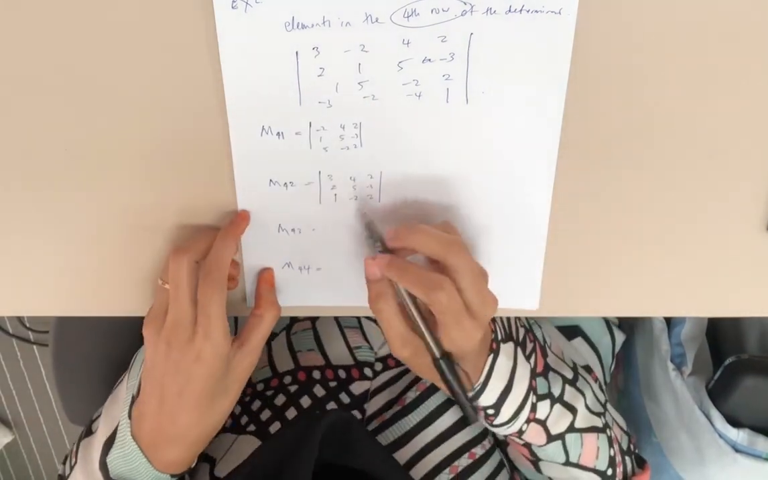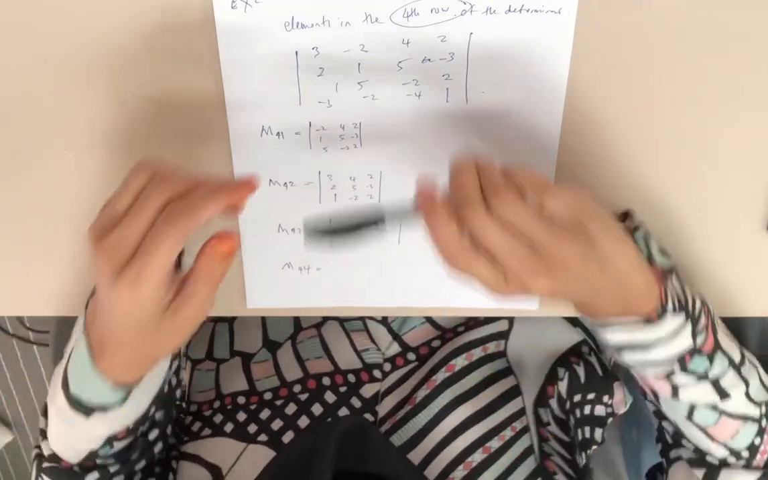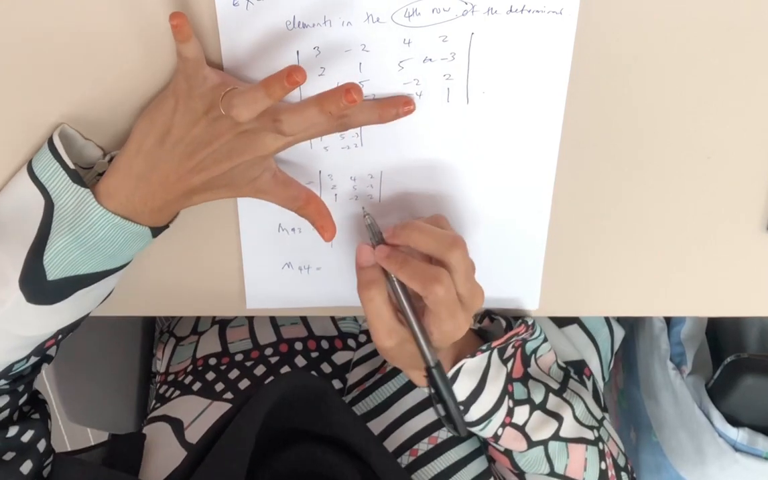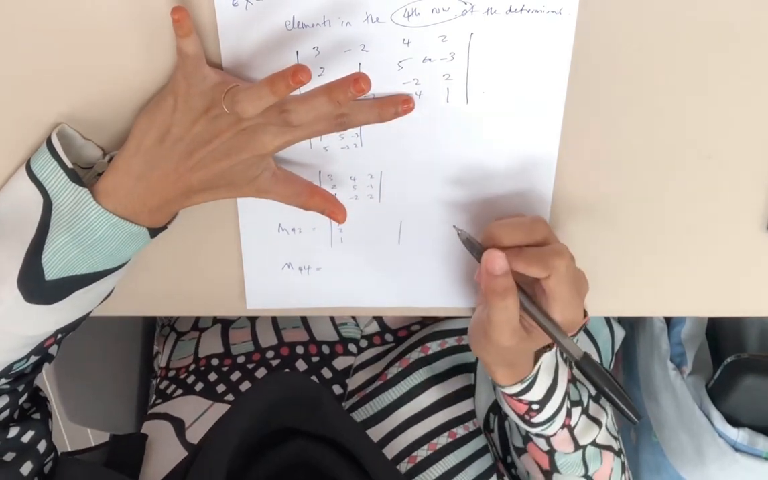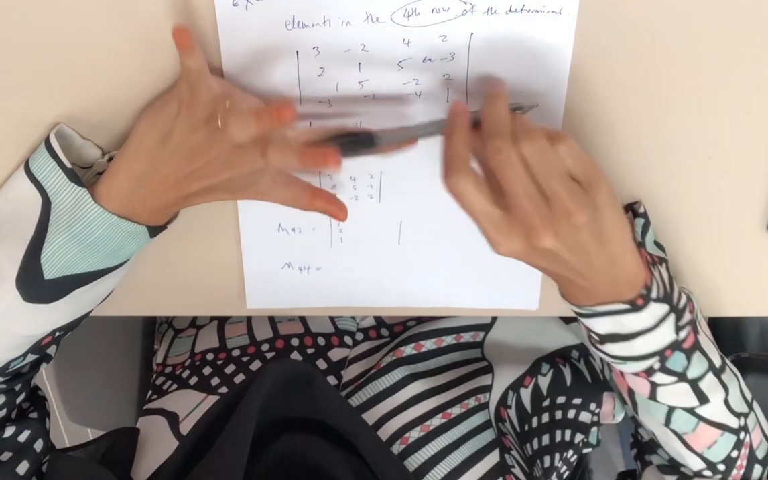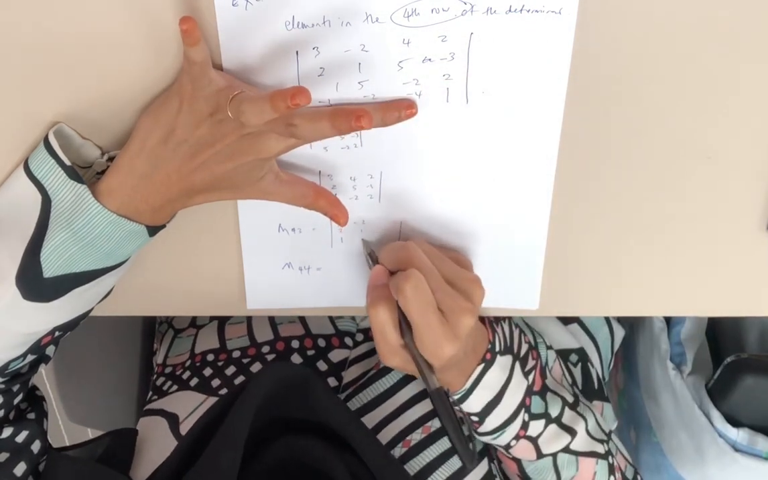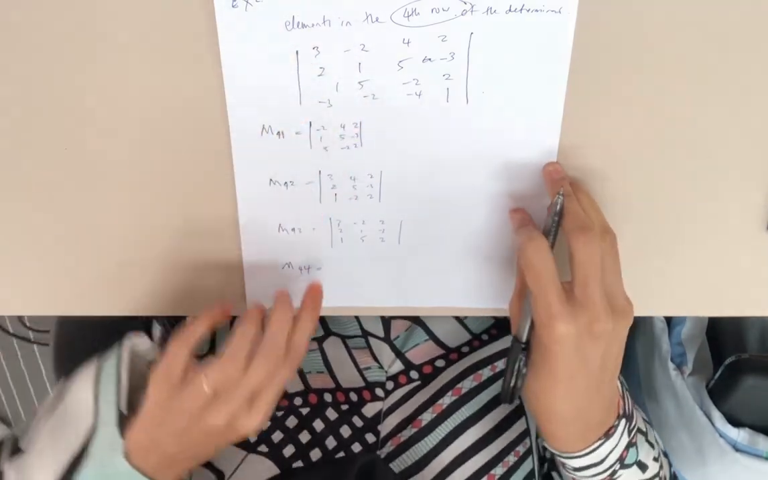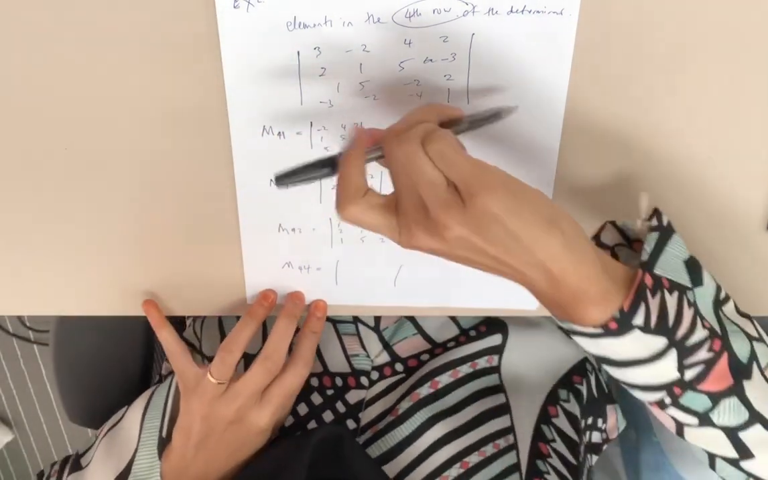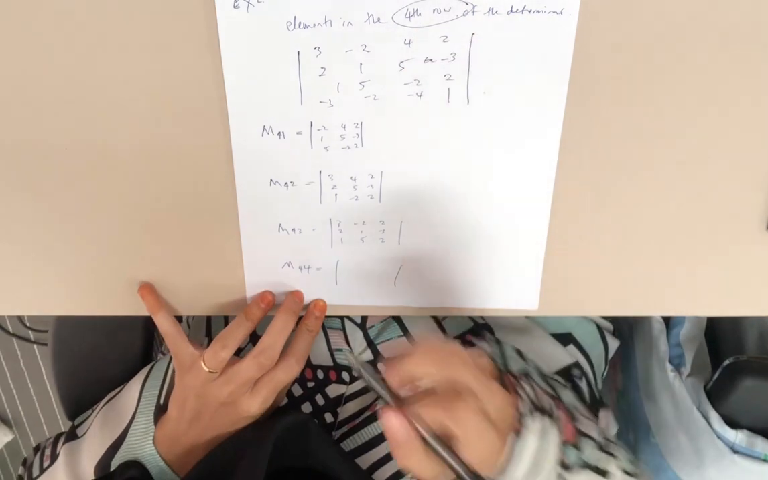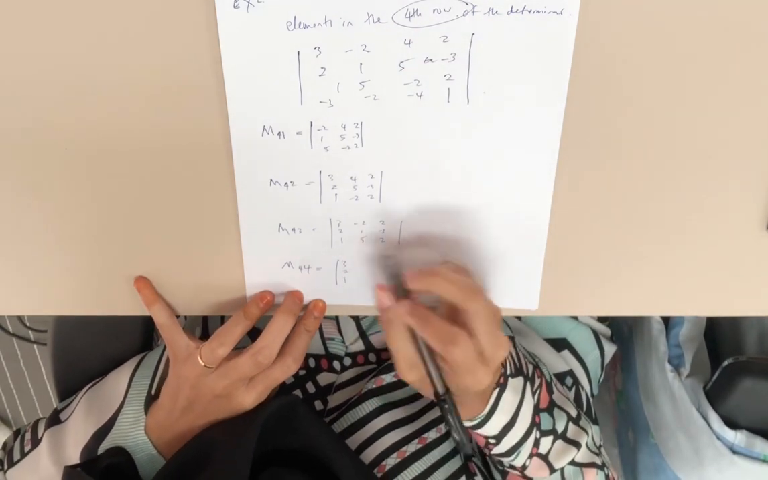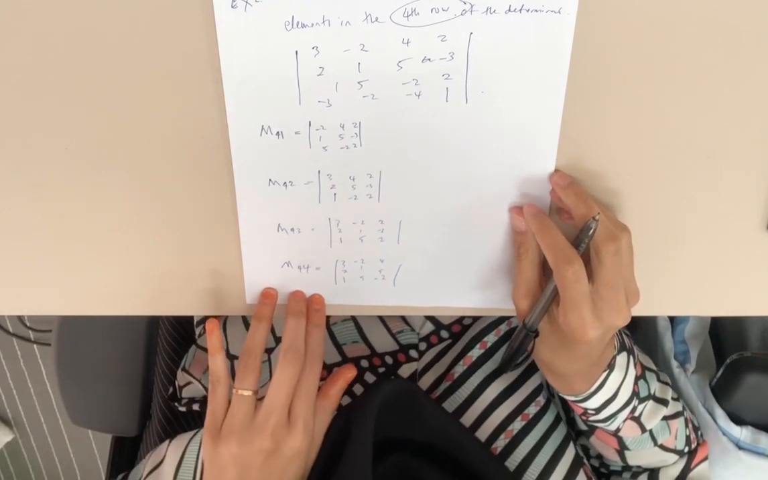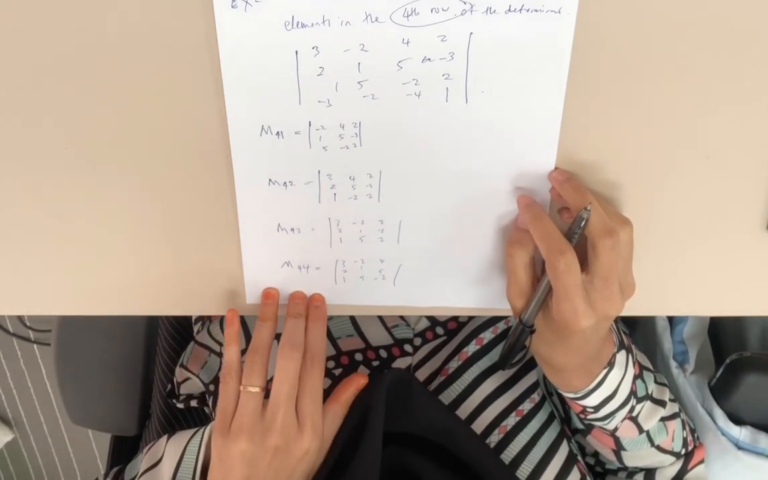For M43, row number 4, column 3. So 3, 2, 1, and then negative 2, 1, 5, and then 2, negative 3, 2. The last one, M44: 3, 2, 1, negative 2, 1, 5, 4, 5, negative 2. Clear?